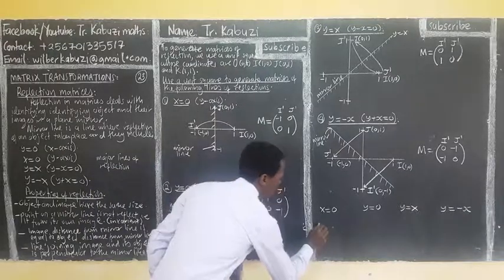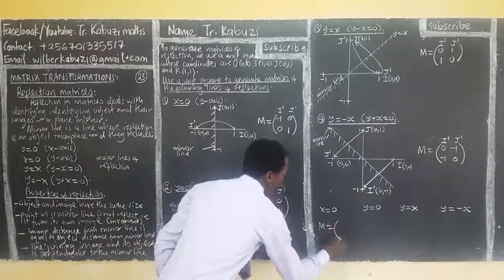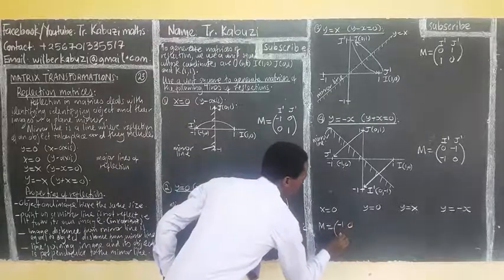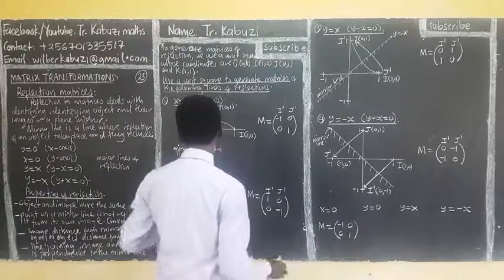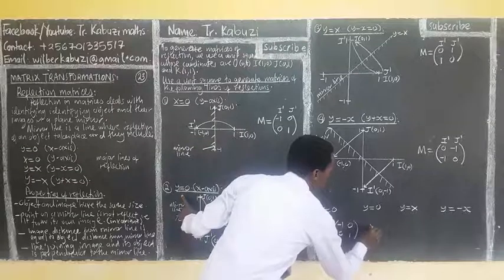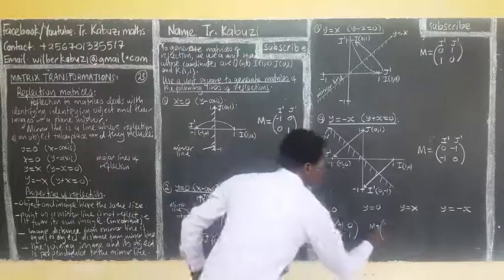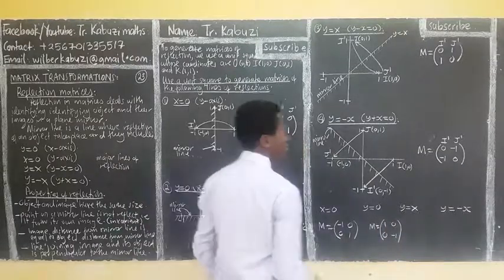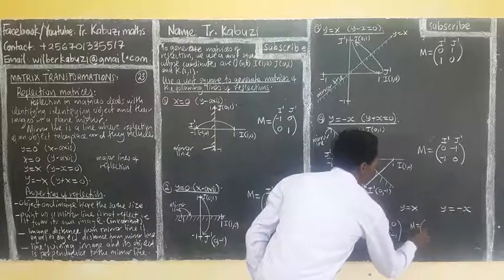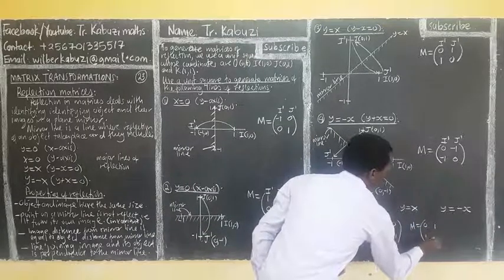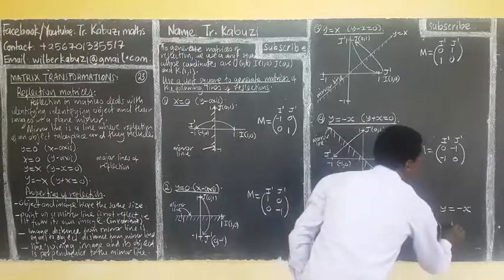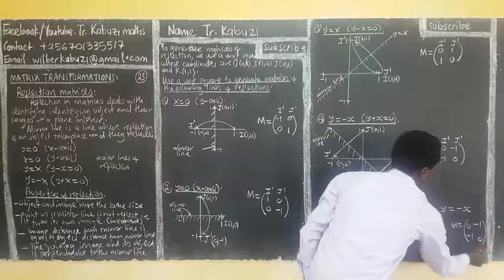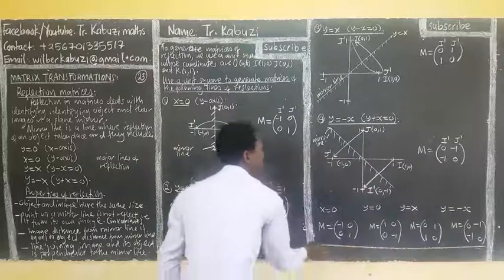So meaning when x is equal to 0, the matrix here is negative 1, 0, 0, 1. When y is equal to 0, our matrix is going to be 1, 0, 0, negative 1. For y equal to x, our matrix is going to be 0, 1, 1, 0. Then for y equal to negative x, our matrix is going to be 0, negative 1, negative 1, 0. Those will be our matrices of reflection.